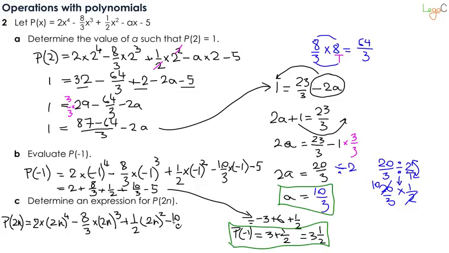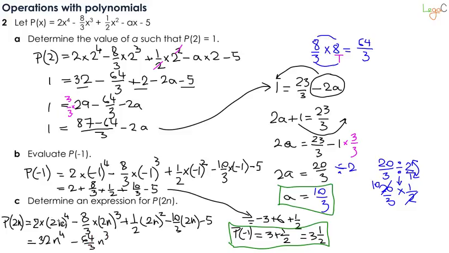Take away 10 over 3 times 2n minus 5. So let's simplify this. We have 2 to the power of 4, which is 16, times 3 is 32. And we have n to the power of 4. Take away 2 to the power of 3, which is 8, 8 times 8 is 64 over 3 n to the power of 3.